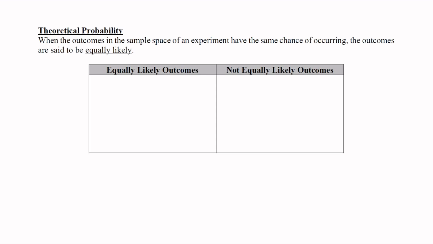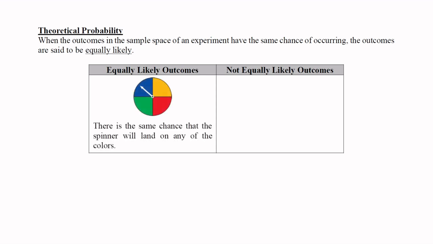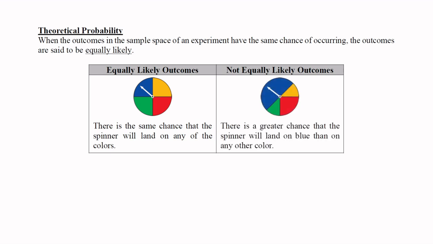When the outcomes in a sample space of an experiment have the same chance of occurring, the outcomes are said to be equally likely. Equally likely outcomes include something like a spinner, where all 4 parts of the spinner are the same size. So therefore, there is the same chance that the spinner will land on any of the colors. Not equally likely outcomes occur when parts of the spinner are different sizes. There's a greater chance that the spinner will land on blue than any other color.